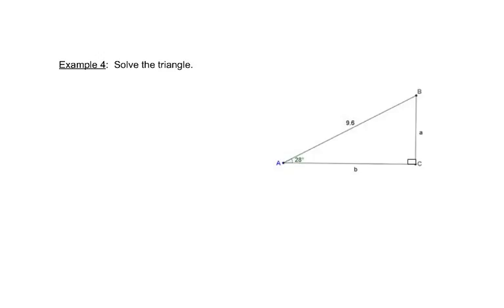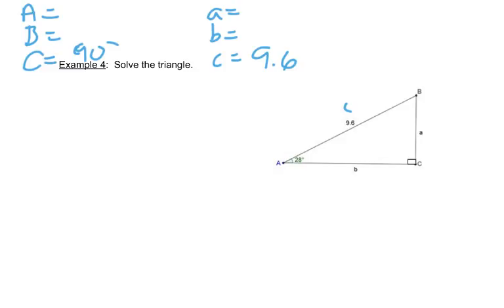So here the directions just say solve the triangle. We have 3 angles, A, B, and C. And we have 3 sides, A, B, and this would be C. So we need to have answers or values for all 3 angles and all 3 sides. Now some of that we already have, right? We know little c is 9.6. We know big C, angle C, is our 90-degree angle. And we know angle A is 28 degrees.